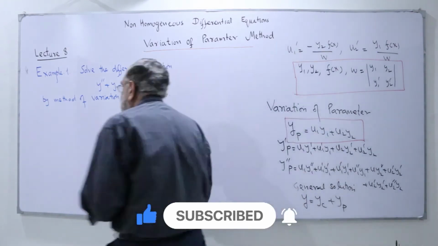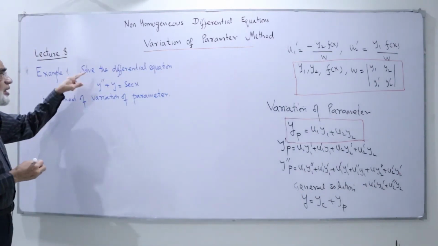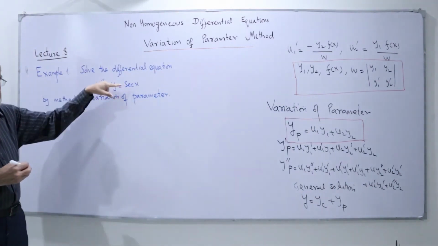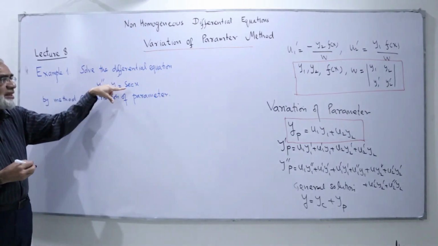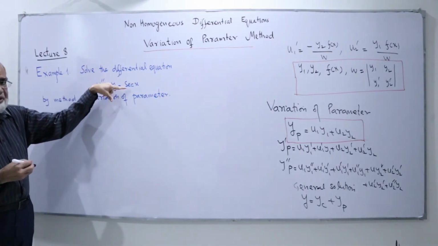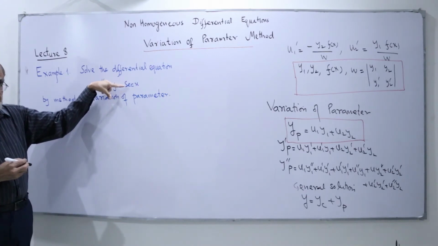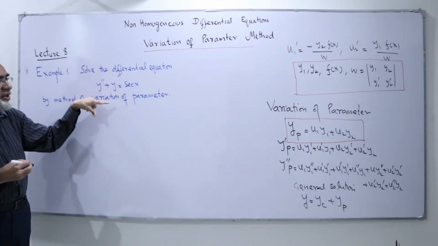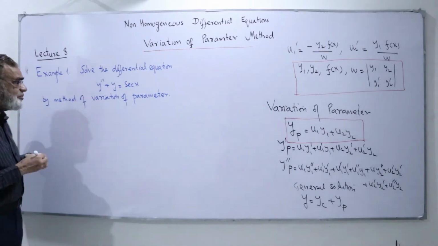So we just solve this example. We're having the differential equation y double dash plus y equal to secant x. This is not an equation we can solve with the help of undetermined coefficients. If it was sine x or cosine x, we would be able to solve it. So for this one, we use the variation of parameters. Part 1 is the same for both of them.